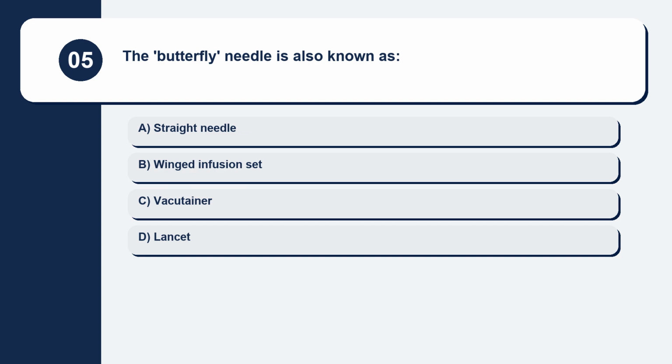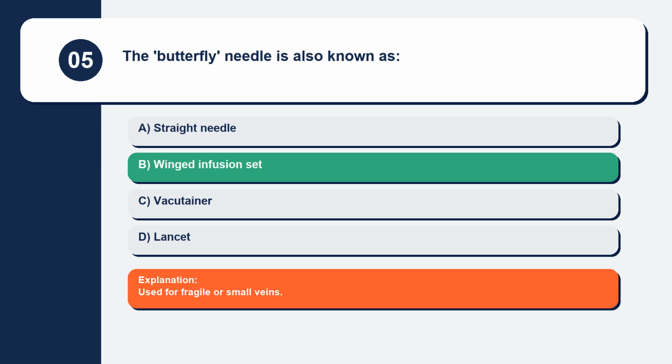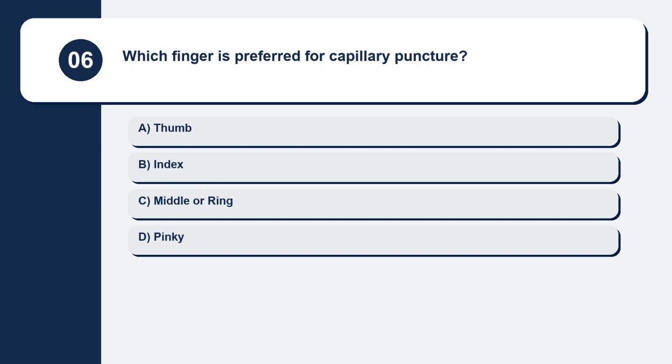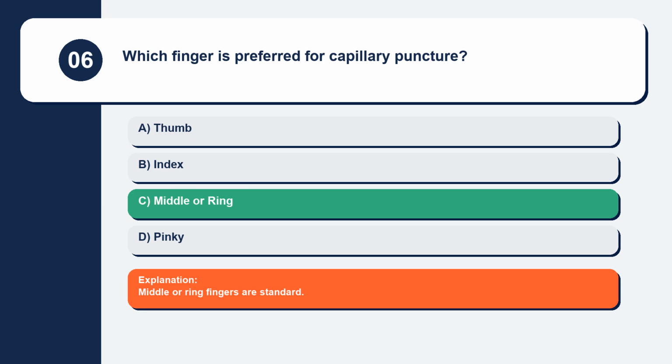Question 5. The butterfly needle is also known as a straight needle, winged infusion set, vacutainer, or lancet? Used for fragile or small veins. Question 6. Which finger is preferred for capillary puncture? Thumb, index, middle or ring, or pinky? Middle or ring fingers are standard.